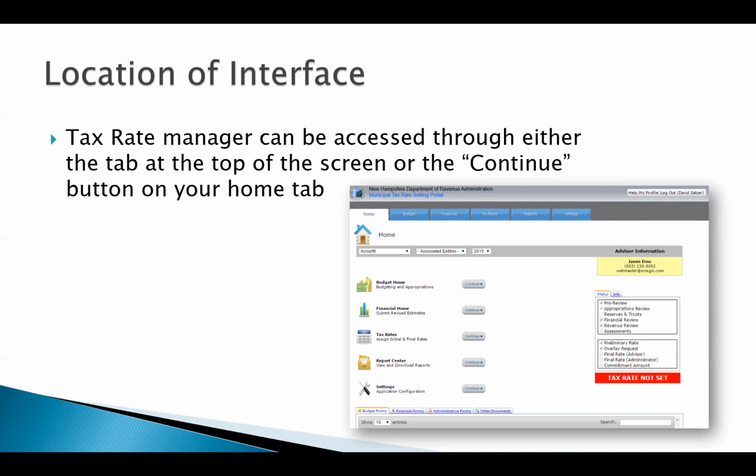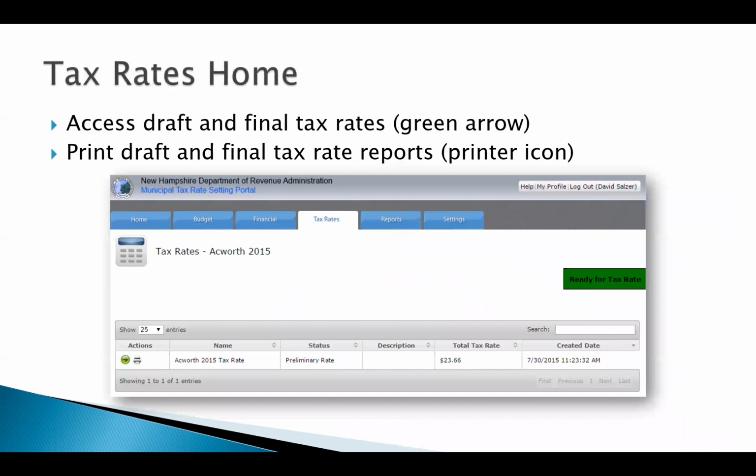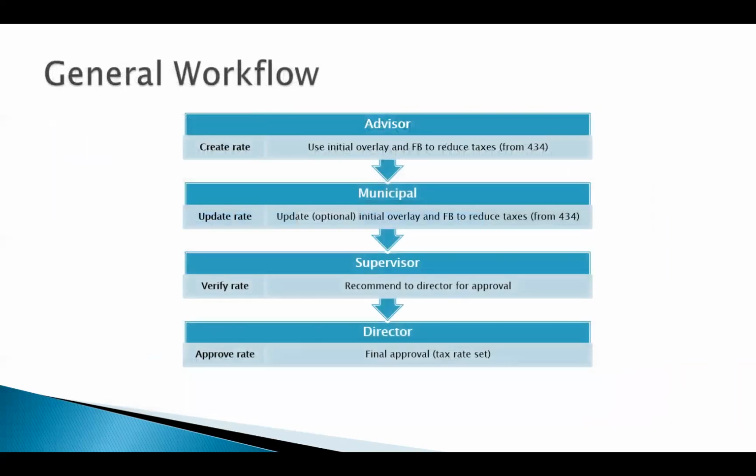So the Tax Rate Manager can be accessed either through the Tax Rate tab on the top of the screen or by clicking Continue next to Tax Rate. They'll both take you to exactly the same spot. When you go to the Tax Rate tab, you'll have access to your tax rates. So you can go into them, review them, and approve them. We'll show you how to do that. And you can also print your tax rate report, and that's that printer icon on the left. So the green button gets you into the details of the tax rate, and the printer icon allows you to print off a copy of the tax rate report.